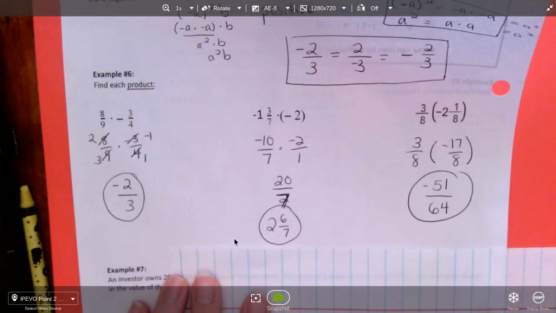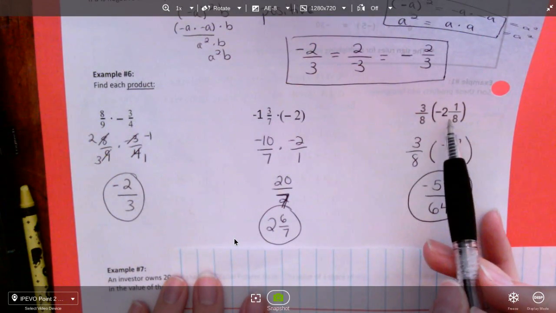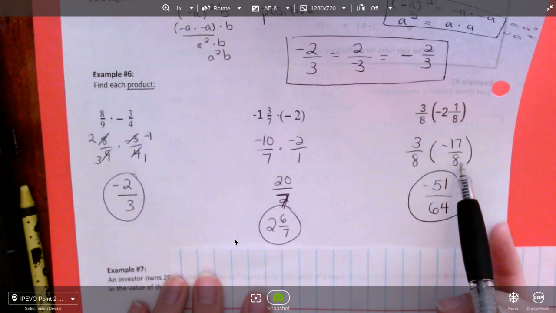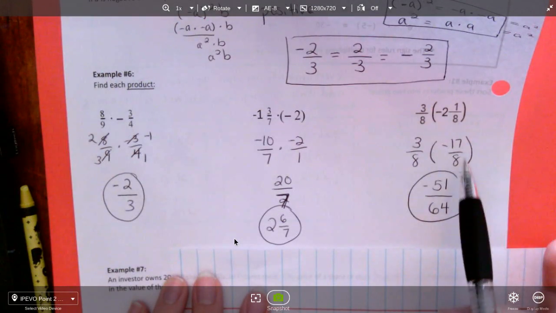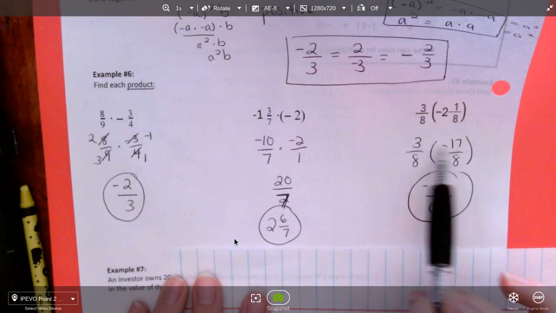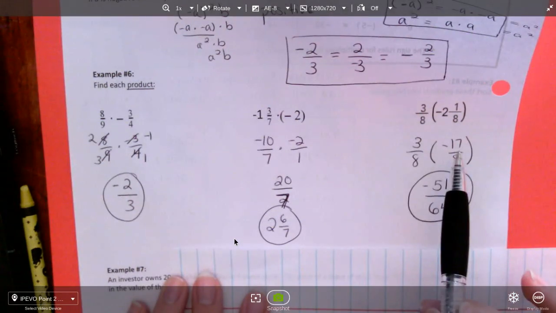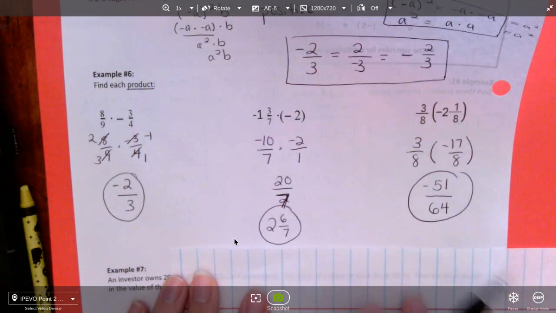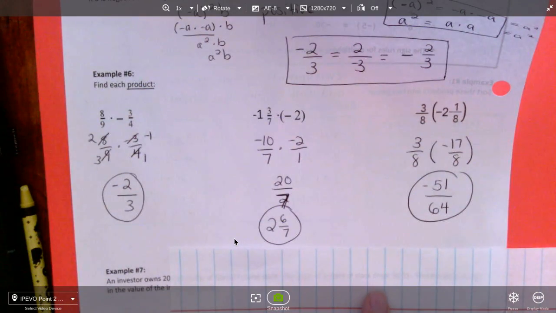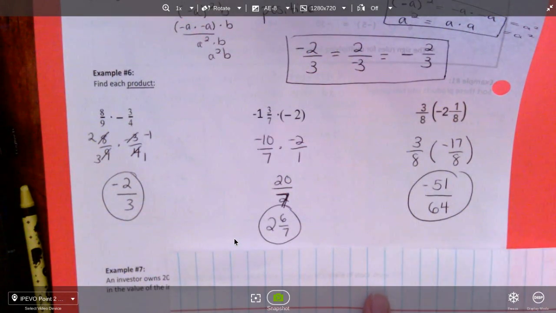For the last one, there's the answer already. I'm going to take -2 1/8, change it to an improper fraction. Then I am going to multiply straight across. I have a positive times a negative, and so my answer will be negative 51/64. The last one is a word problem for you to take a look at. Again, pause the video, and when you come back, it'll be all ready.